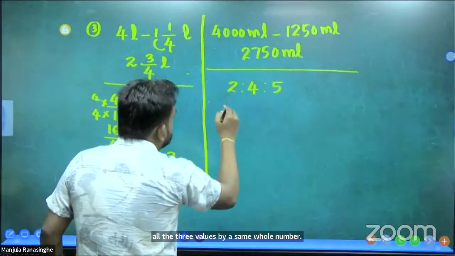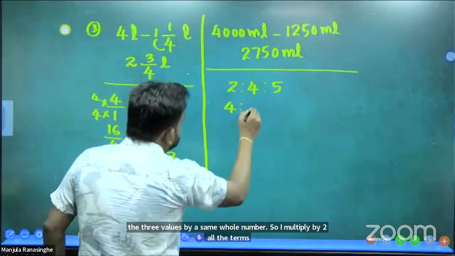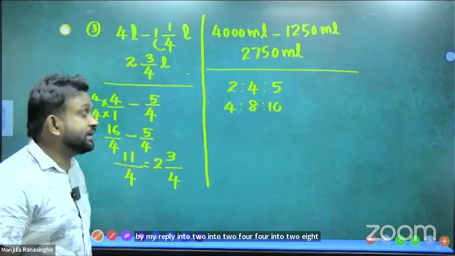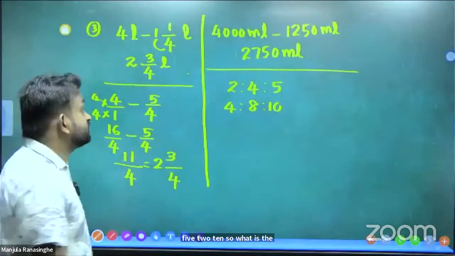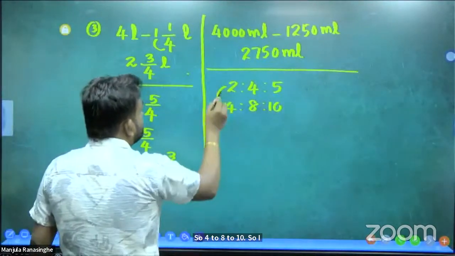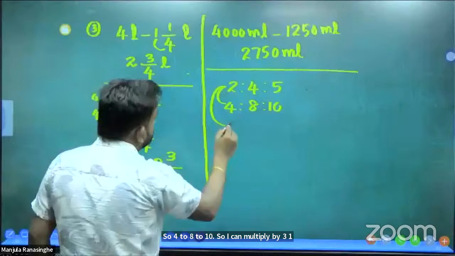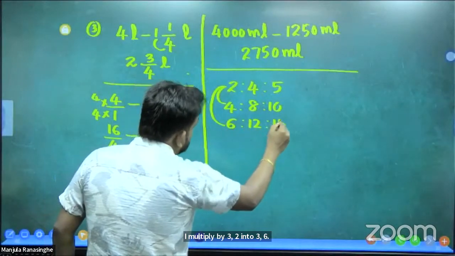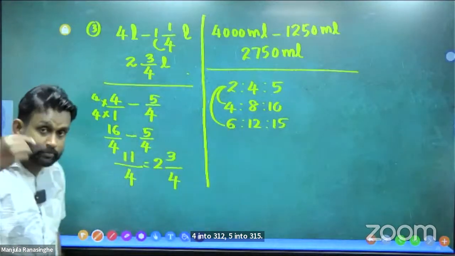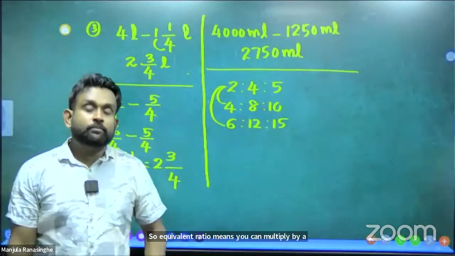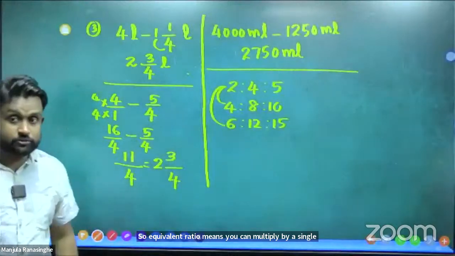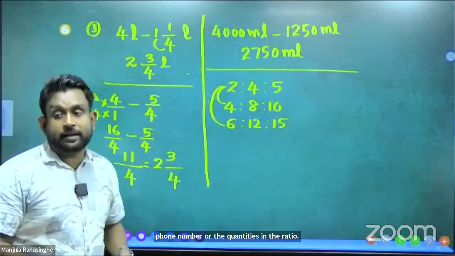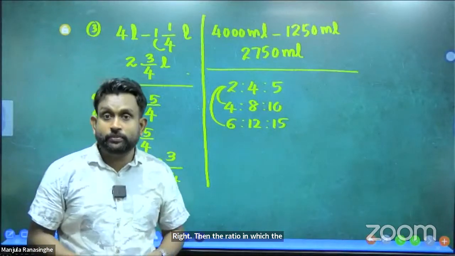By multiplying by 2: 2 into 2 is 4, 4 into 2 is 8, 5 into 2 is 10. So what is the answer? 4 to 8 to 10. I can multiply by 3 even. 2 into 3 is 6, 4 into 3 is 12, 5 into 3 is 15. So an equivalent ratio means you can multiply all the quantities in the ratio by the same whole number.